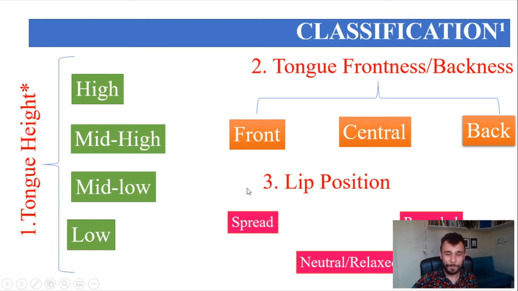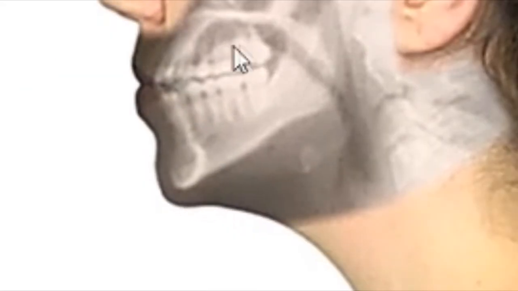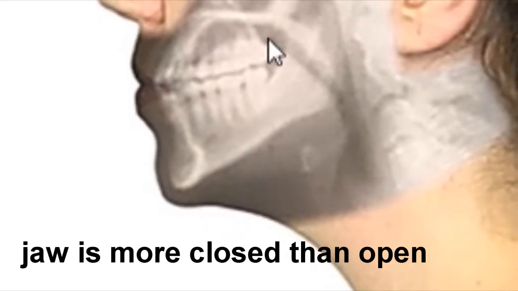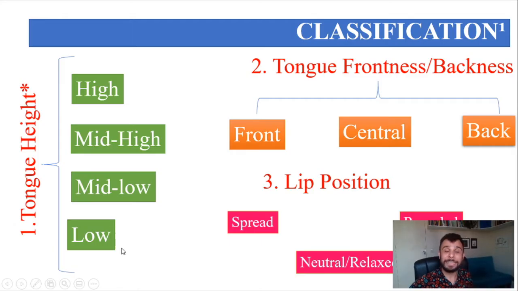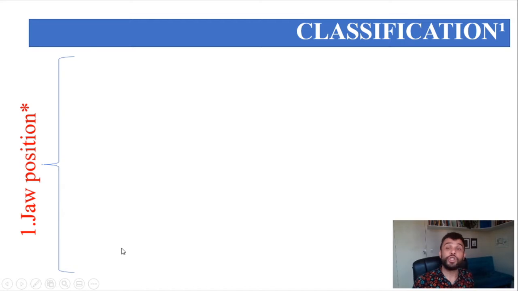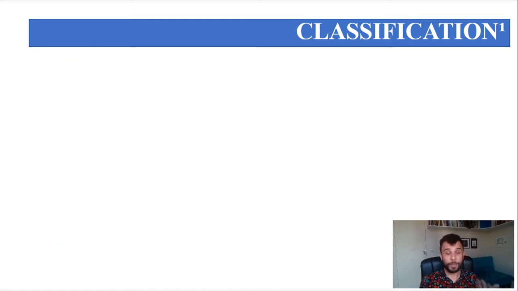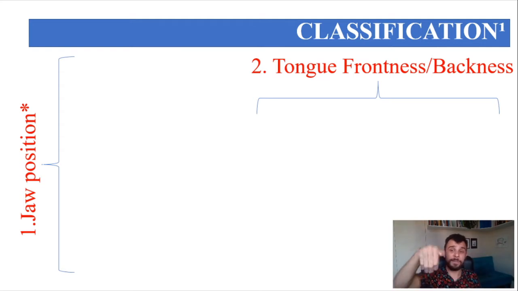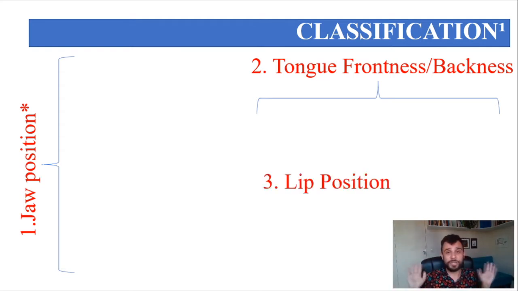E, okay? But also, when you say E, what happens to your jaw? Does it open or close? It closes. E. So some people, instead of talking about tongue height, will talk about the jaw position. So this is another way of classifying: jaw position, tongue frontness and backness, and lip position, just as we saw.